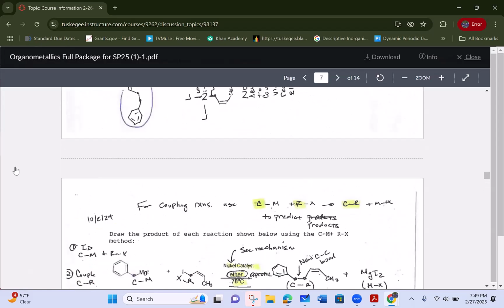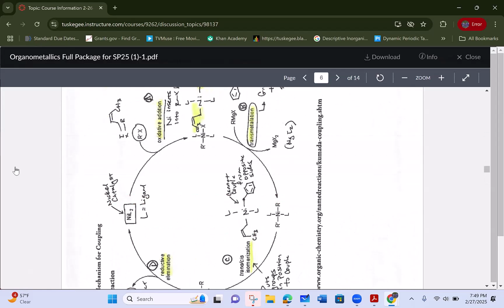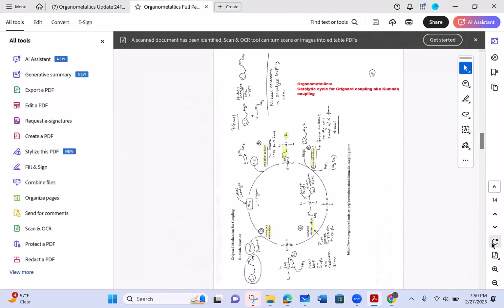Right, let me scroll back up to that. I need to be able to rotate that. Let me download this so I can rotate it, that page, so it won't be so hard to read. Wouldn't trade it for the world.